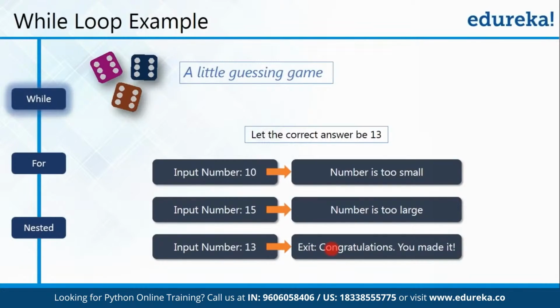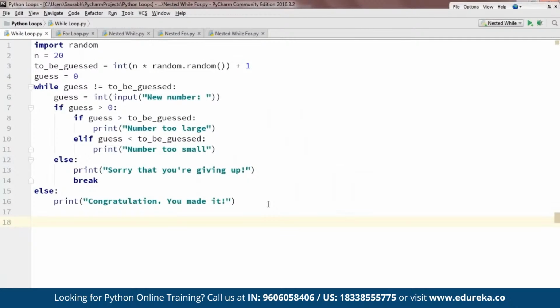It's a pretty simple example, but it is a perfect example to show you why we use a while loop. Because if you notice here, I don't know how many iterations are required in order to guess the correct answer. So at that time, a while loop is a perfect solution to this problem. Without wasting any time, I'll open my PyCharm and show you how to execute this. So this is the code here, guys. Let me explain each and every line that is present here.